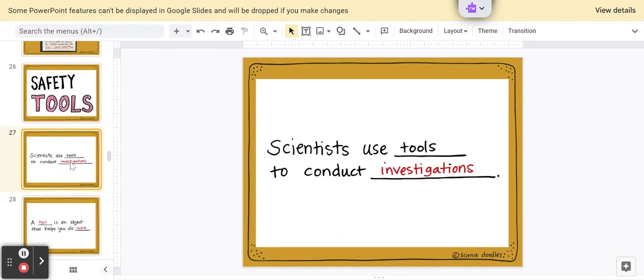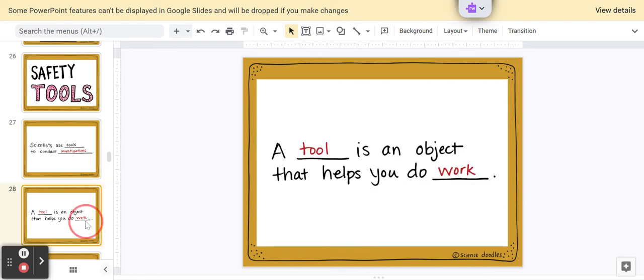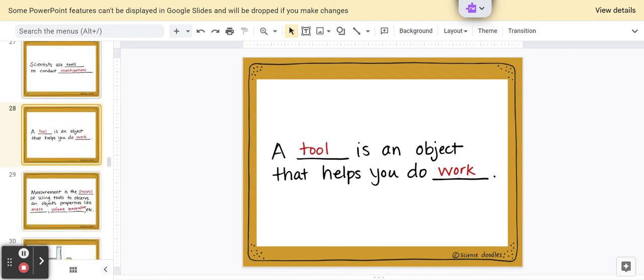Right underneath, scientists use tools to conduct investigations. Please copy the words that are missing from your notes. A tool is an object that helps you do work. Remember to press pause when you need to. Like a hammer is a tool for a carpenter. A pencil is a tool for, well, really anybody. A boat is a tool for a fisherman.